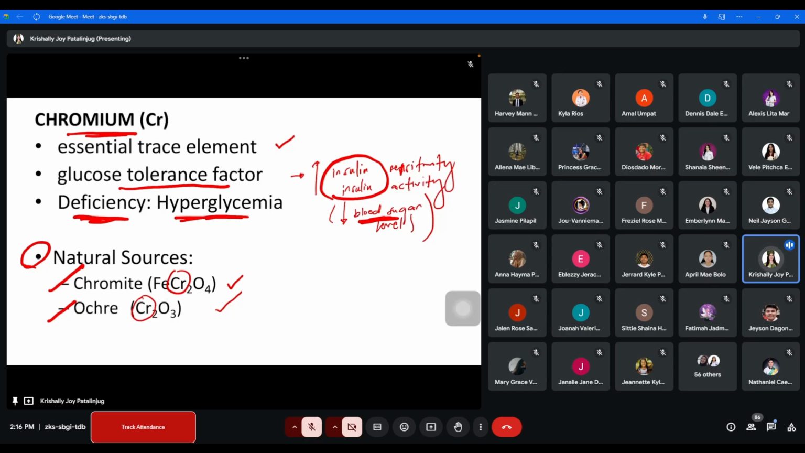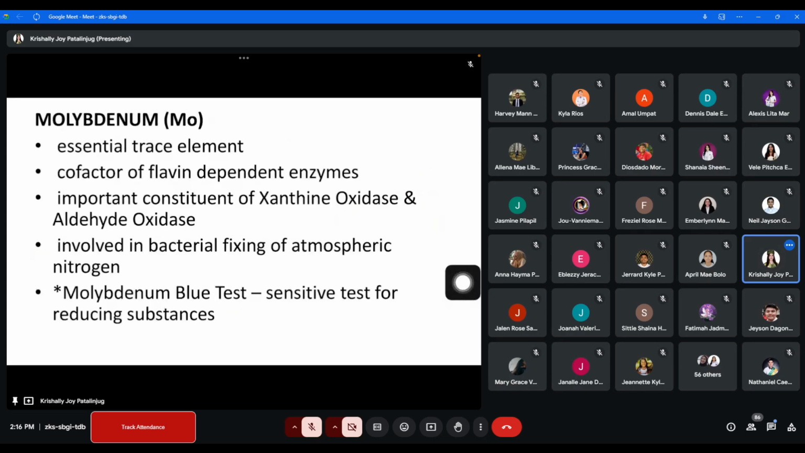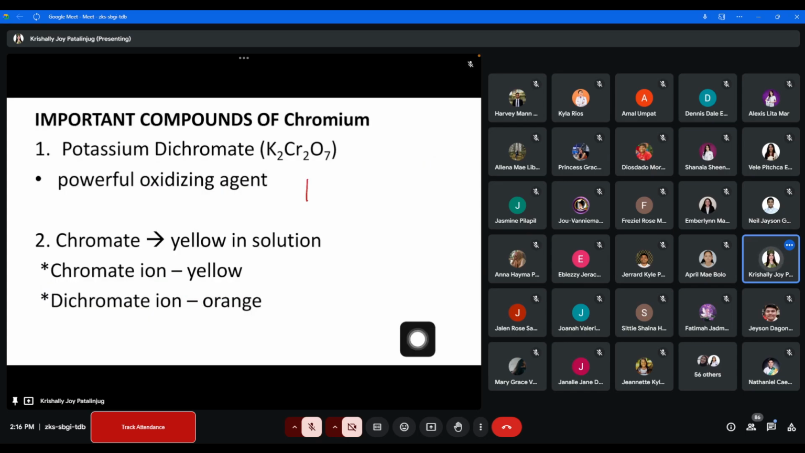Okay, for the compounds containing chromium, we have these two: potassium dichromate and potassium chromate. Both are used as oxidizing agents, but the one commonly used for its powerful oxidizing effect is the dichromate. Because chromate has only 4 parts of oxygen, while dichromate has 7 parts of oxygen. So it is a more powerful source of oxygen to cause oxidation, and it can be used in oxidation reactions.